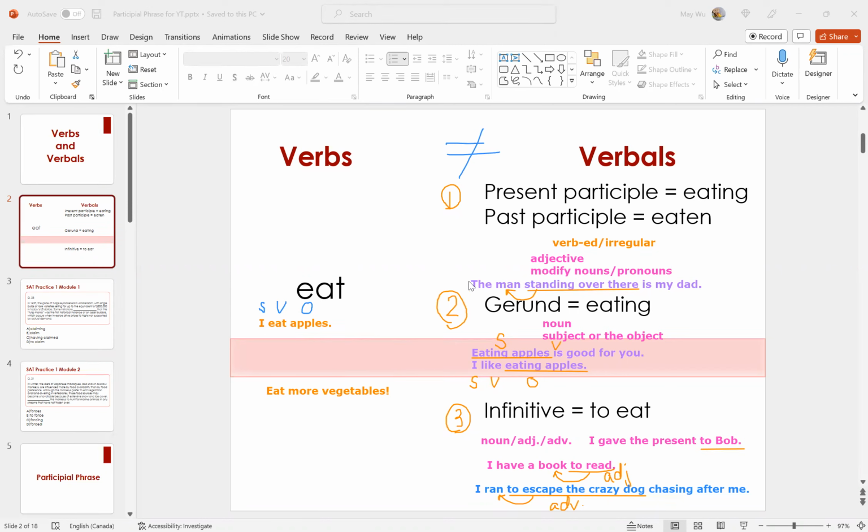Do not confuse present progressive tense with present participle. A present progressive tense needs to have be verb plus verb-ing. So for example, I am eating apples. Now that would be a sentence, but verb-ing alone is not a verb.